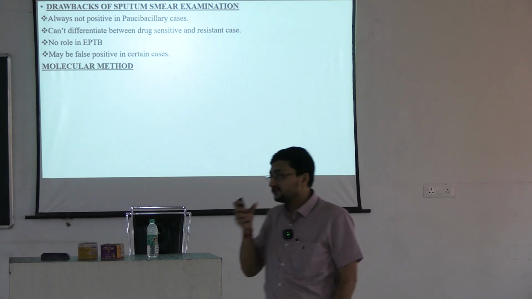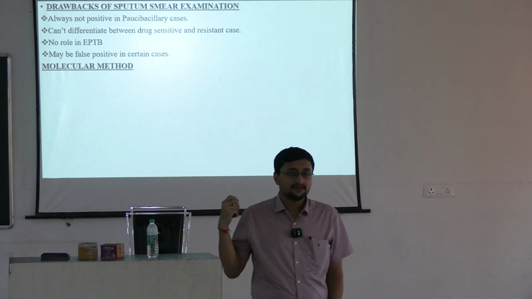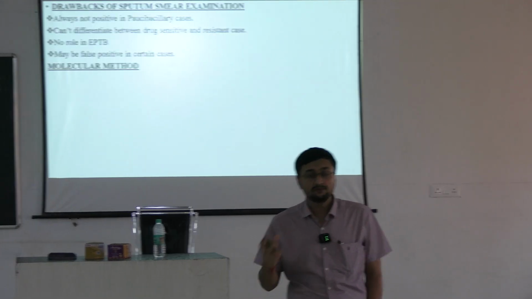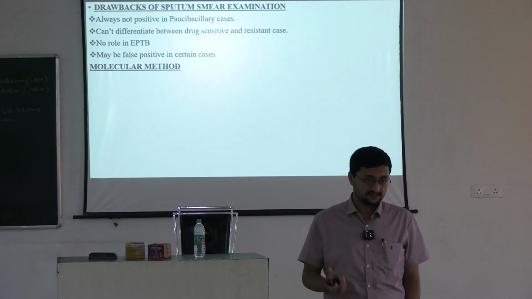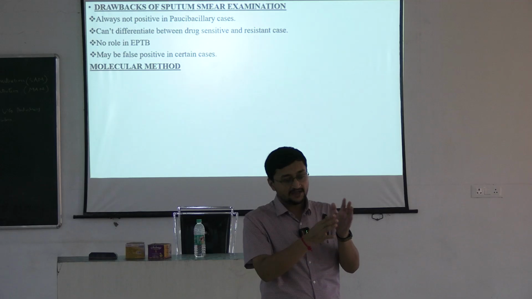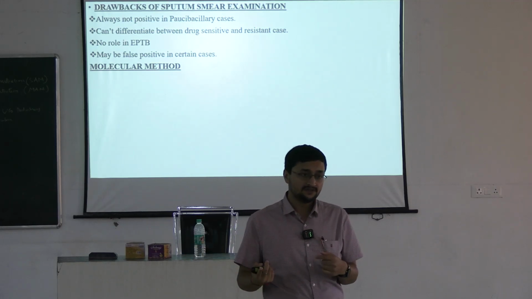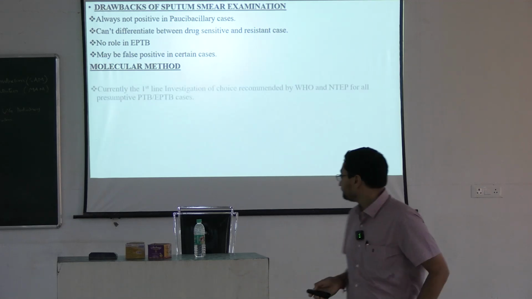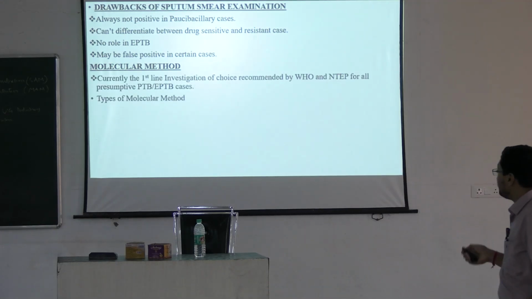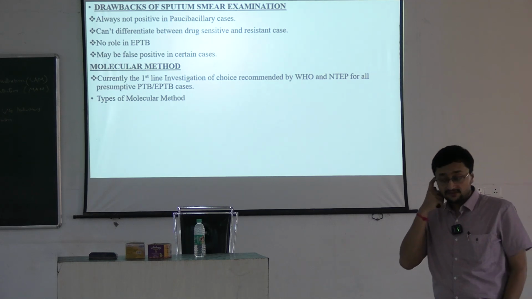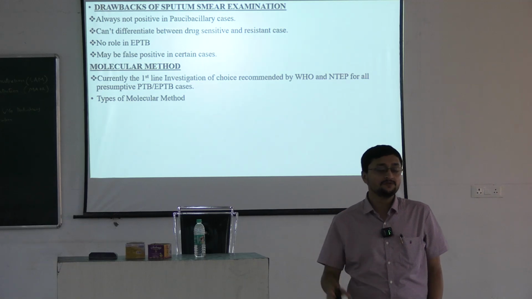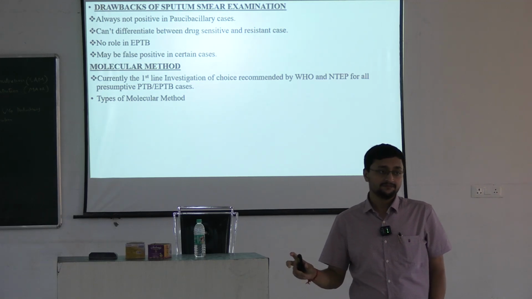Now, because of these fallacies, molecular methods were invented, right? Molecular methods are mainly based on PCR technology, polymerase chain reaction. Any idea how PCR acts? Basically it targets a gene, separates that gene and replicates it, right? This is a short version of PCR. So this is the first line investigation. Nowadays, according to the recent guideline, this is the first line. In every patient with suspected tuberculosis, you have to do CBNAAT examination, along with sputum smear.